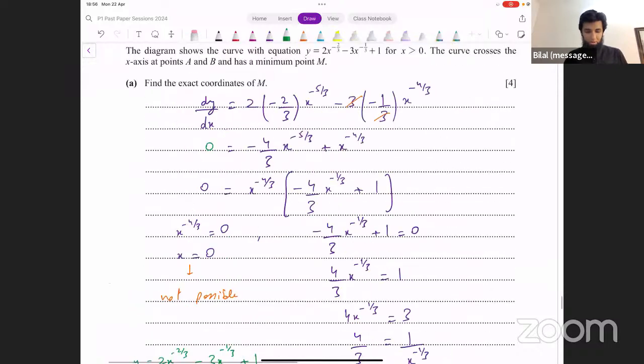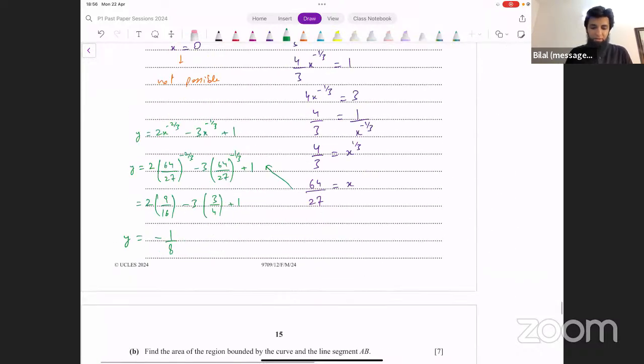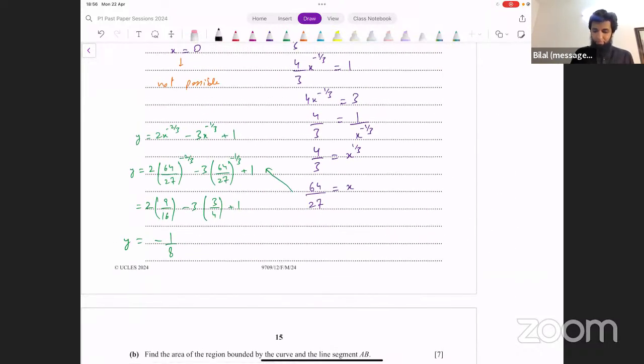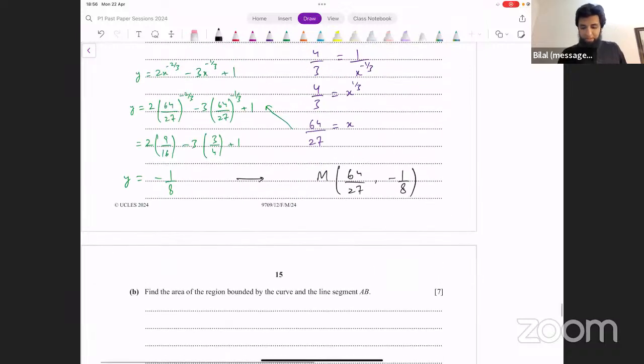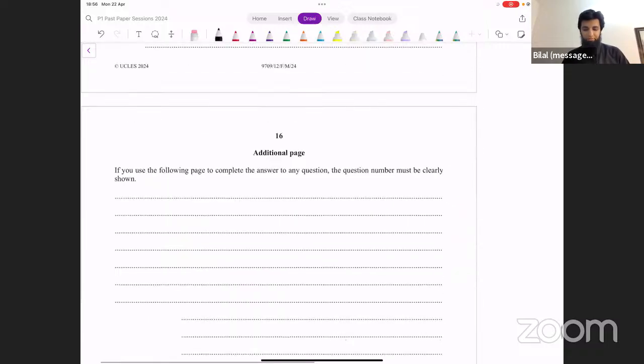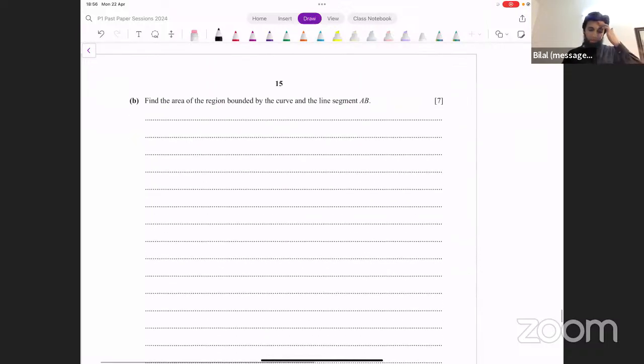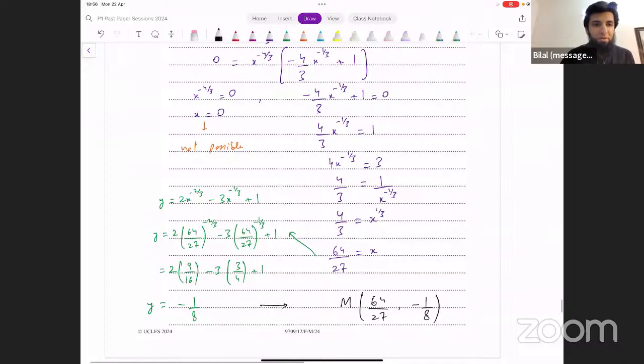So what are the exact coordinates of M then? They are 64 over 27 and minus 1 over 8. These are the coordinates of M that we were looking for. Okay, that's the point M. Now it says find the area of the region bounded by the curve and the line segment AB. Area of the region. Okay, let me answer that question as well.